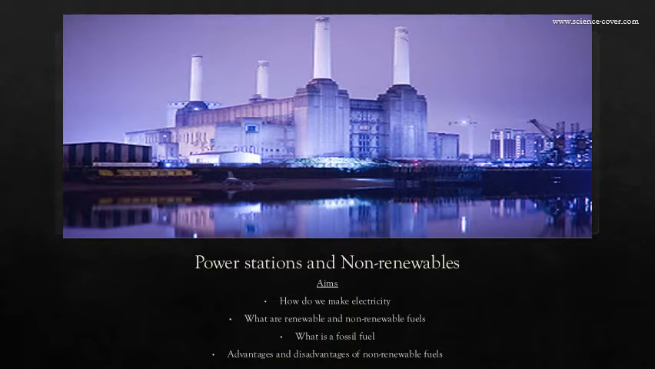In today's lesson, we are going to be looking at power stations and non-renewable fuels. We shall explore how we make electricity, what renewable and non-renewable fuels are, what a fossil fuel is, and what the advantages and disadvantages of non-renewable fuels are.